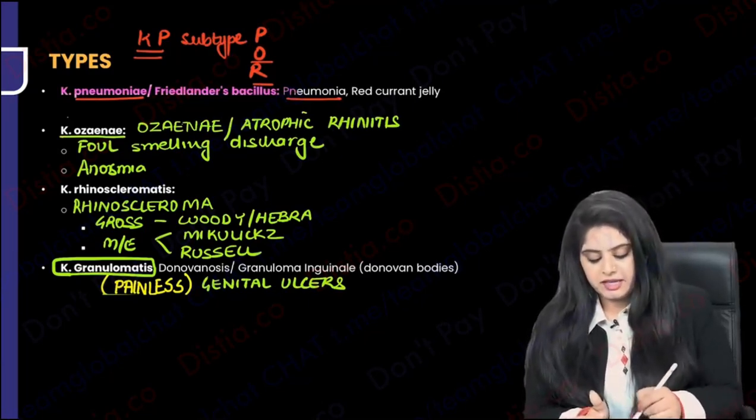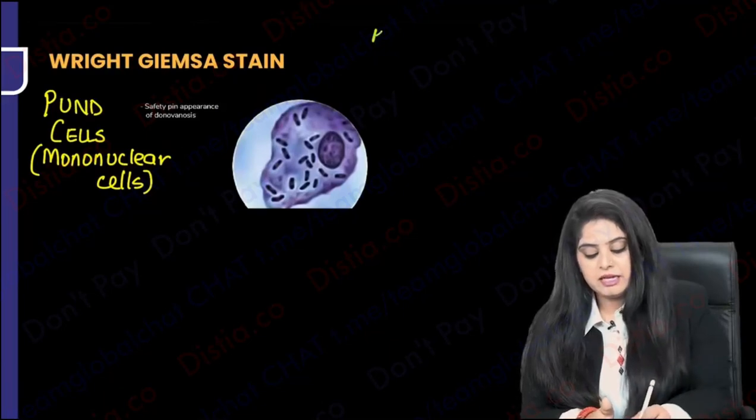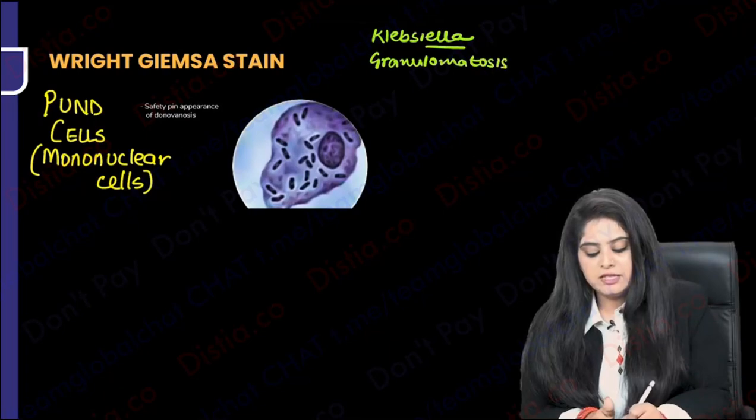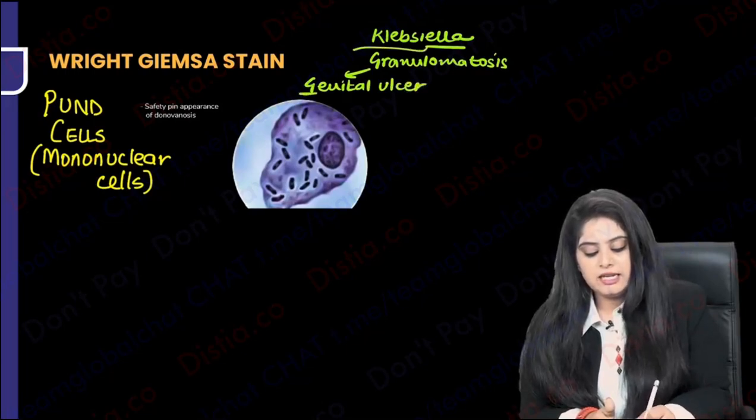So repeating once again, for the time being, Klebsiella granulomatis. So look, Klebsiella, and we are saying granulomatis. This is how I have learnt it. That G will remind me that it is going to be a genital ulcer, and I have already told you that illa means no.